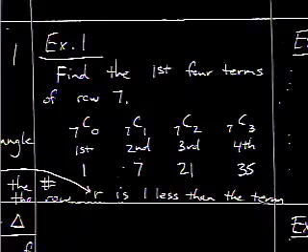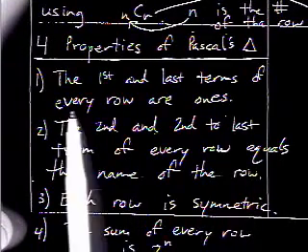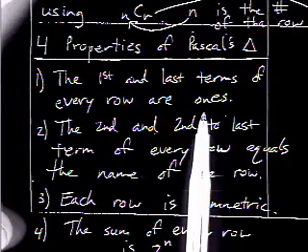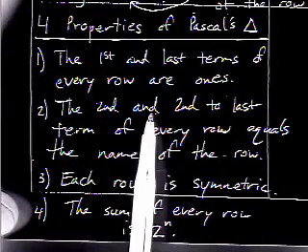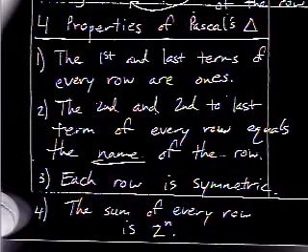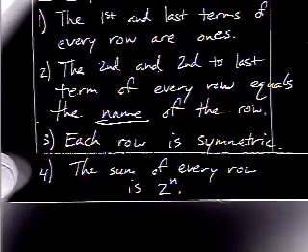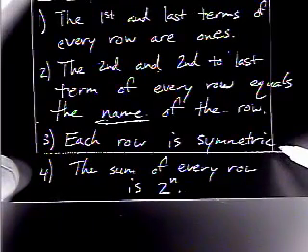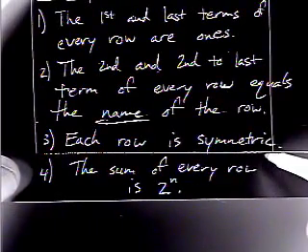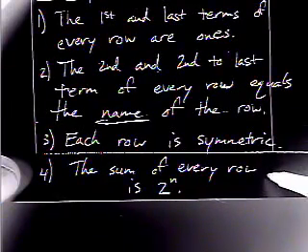Now we can go through the triangle and understand some of the properties. The first and last terms of every row are 1s. That makes sense. We've talked about that. The second and second to last term of every row equals the name of the row. That's an important one. Each row is symmetric, meaning that if you split the row down the middle, you would have a matching value on either side. And another cool fact, the sum of every row is 2 to the n.